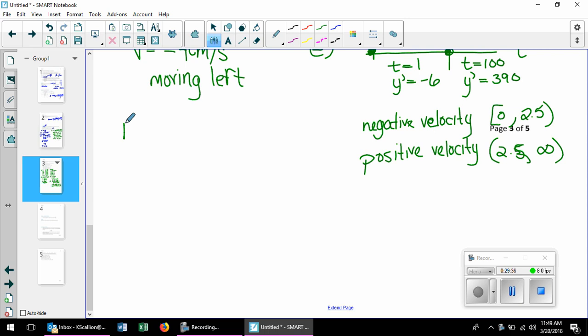Where am I? Come on, letter F. This is like the never-ending question. Letter F. When does the particle reverse directions? You already solved this answer. 2.5. So this is yours, Kevin. You're not including it in either. It's the point of reversal. You're going negative, you hit 0, and then you switch to a positive velocity.